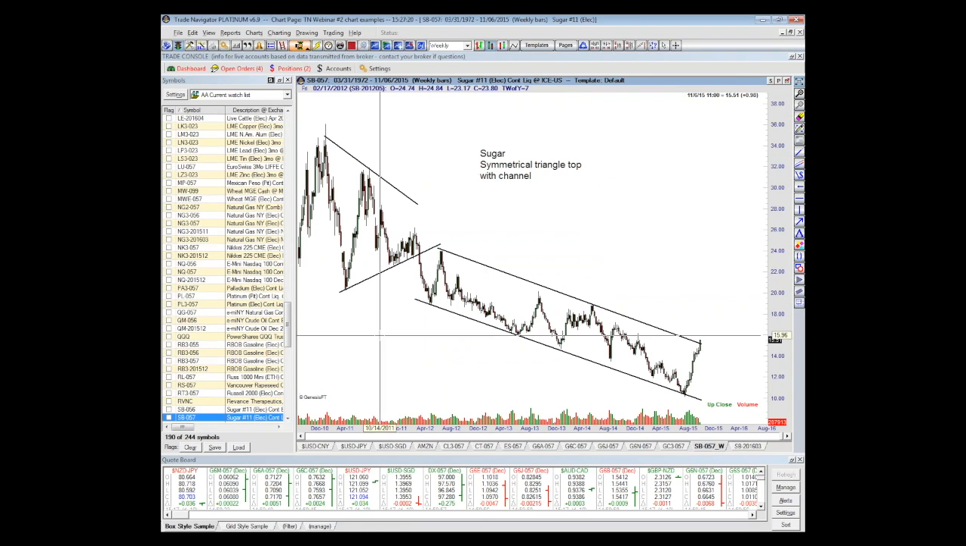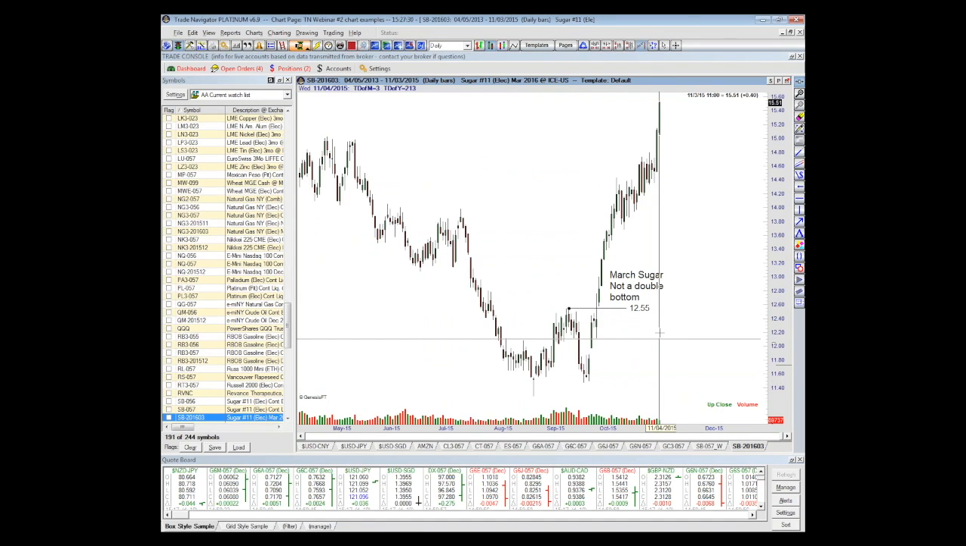Here's a sugar market where we can see a big symmetrical triangle top followed by a big channel, and we haven't talked about channels yet, but a big channel going down. Now I want to show you something. A lot of people have talked about this in March sugar as being a double bottom. Now, it's given an explosive move, and those of you that caught this and are on the long side, I congratulate you, but this was not a double bottom. There are criteria for double bottoms. Double bottoms have lows that are at least 4 or 5 months apart, and the height of a double bottom has to equal 20% of the value of the underlying commodity.